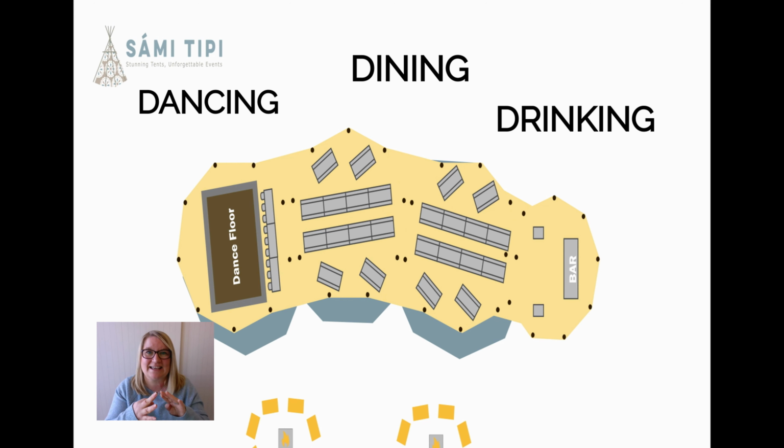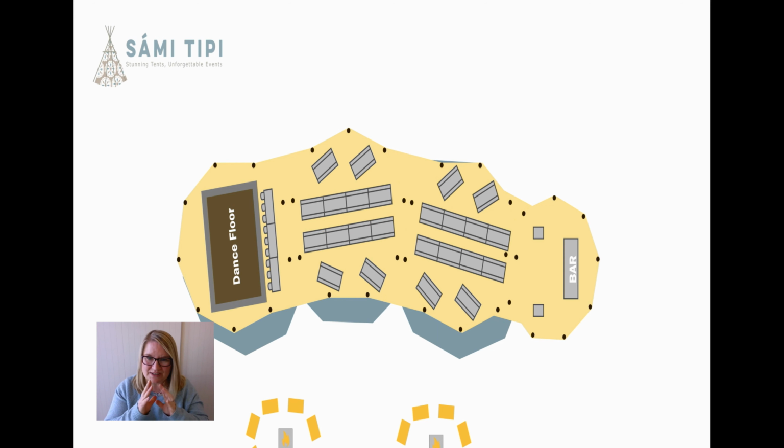And the next D is drinking. So we've got dancing, we've got dining, and now let's dive in and look at drinking and how we approach that. The biggie here is if you want your bar inside, you could position that within the chill out TP, and that will work if you don't have the fire pit in there.